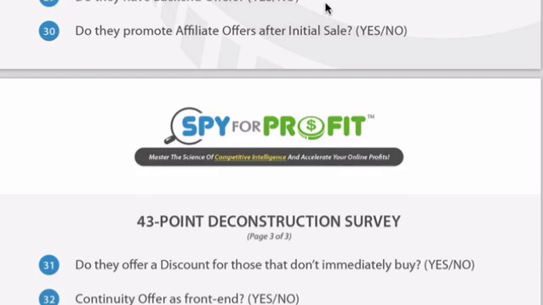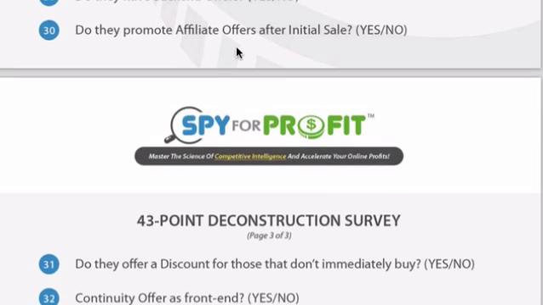A back-end offer can be their own product, but also, as number 30 is asking, do they promote affiliate offers after the initial sale? We briefly went over this already when we talked about funnel deconstruction, but this is where we want to answer it on this deconstruction survey. Are they promoting affiliate offers after the sale? Do they throw us into an autoresponder, which is automated emails that constantly try to promote other products and other things?